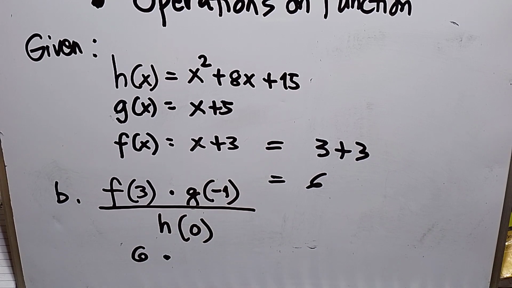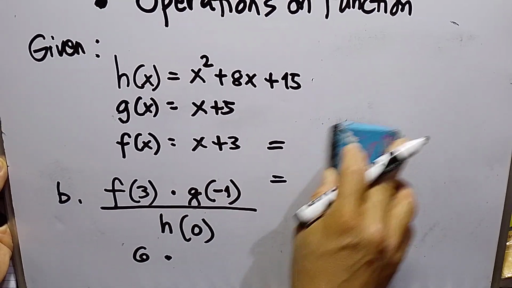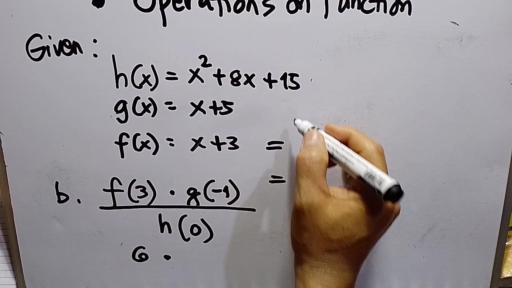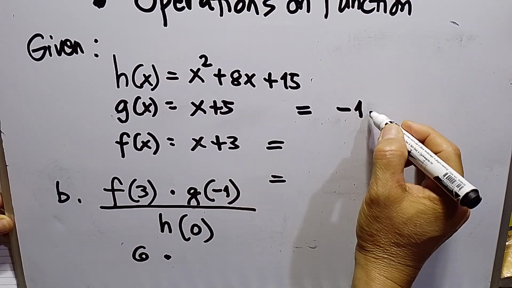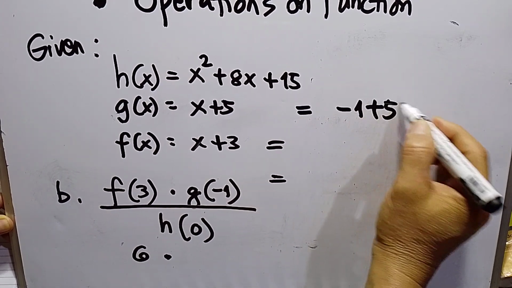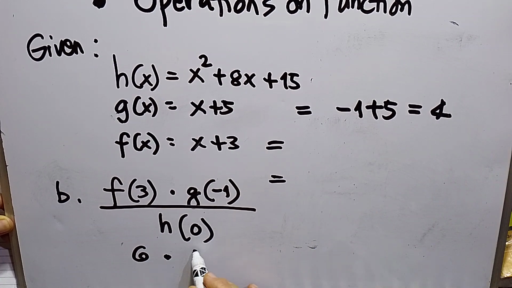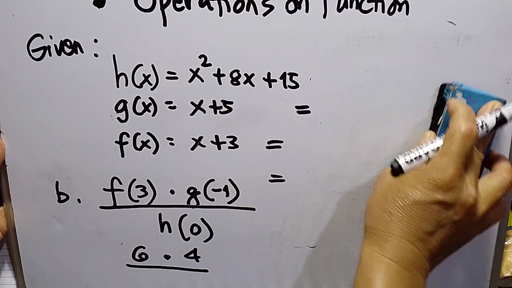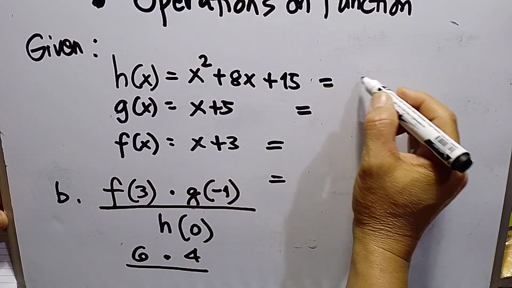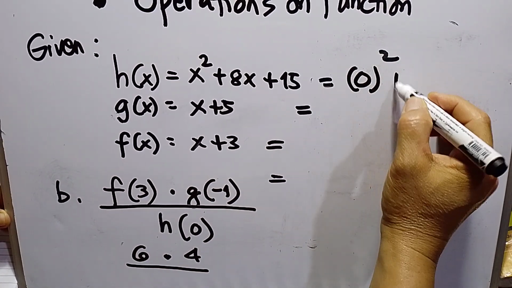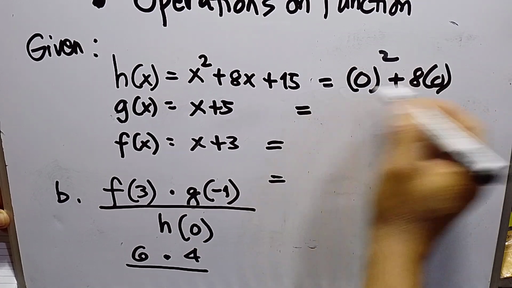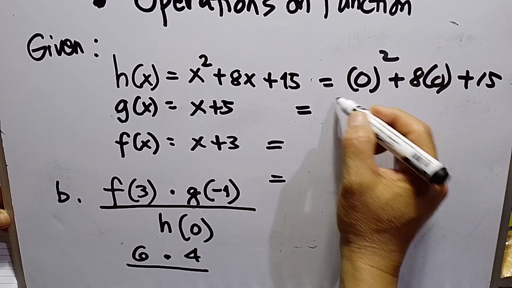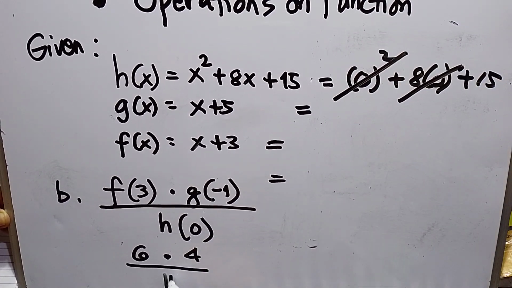And then times, how about g? My x in g is negative 1, so this will be negative 1 plus 5. This will be positive 4. And then, how about h? When x is equal to 0, this will be 0 squared plus 8 times 0, then the last will be 15. So of course, the answer will be 15.